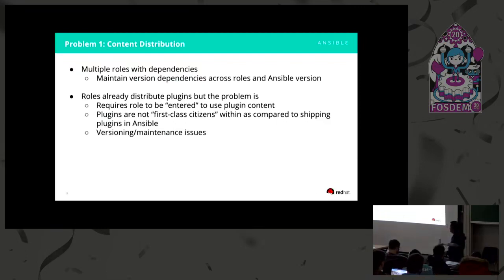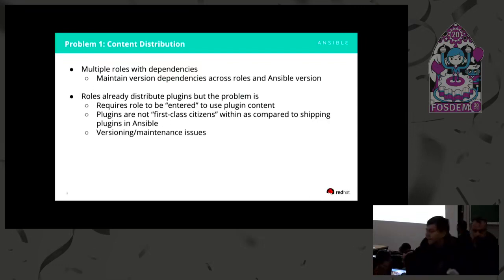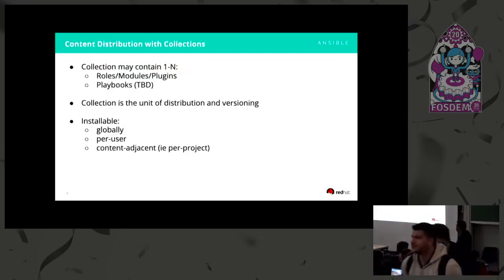Roles, as we have seen earlier, distribute plugins. But suppose roles are only distributing plugins and they don't have any entry-level tasks. In that case, they need to be included in the user playbook, even if that is not doing anything. That execution is required because Ansible needs to understand which role a plugin resides in. And again, as I mentioned earlier, it's not a first-class citizen compared to what is being shipped in the Ansible distribution, and there are the version and maintenance issues that I described earlier.